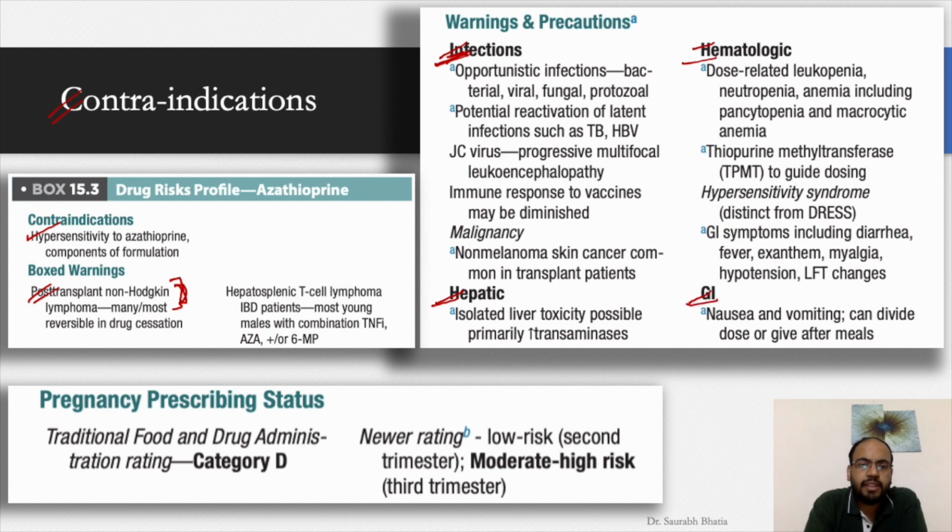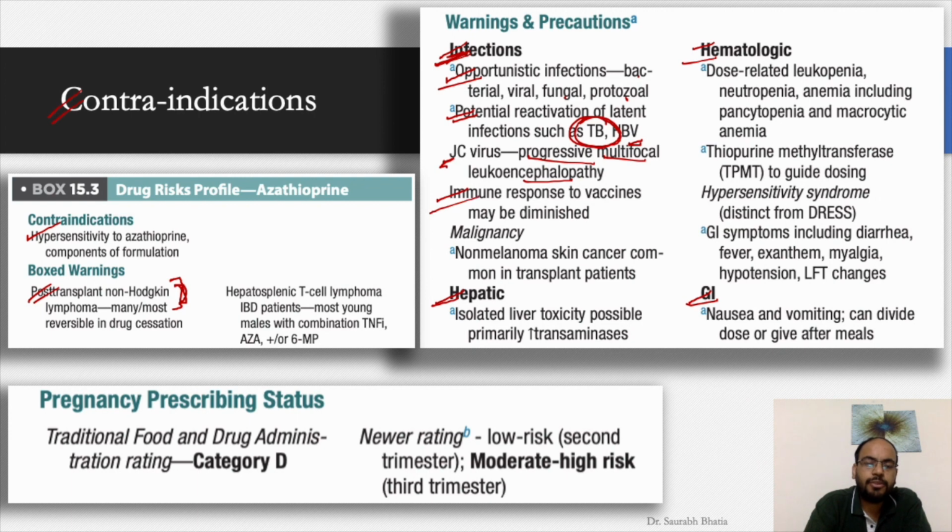Okay, so infections include opportunistic infections like bacterial, viral, fungal, protozoal. Potential reactivation of latent infections like TB, which becomes very important in the Indian scenario. Hepatitis B virus. Now, JC virus is John Cunningham virus. As far as I know, JC virus is present in roughly 40 to 50% of the population, and with immunosuppression by azathioprine, it can be activated, leading to progressive multifocal leukoencephalopathy. That's how I pronounce it. So it's progressive multifocal leukoencephalopathy.